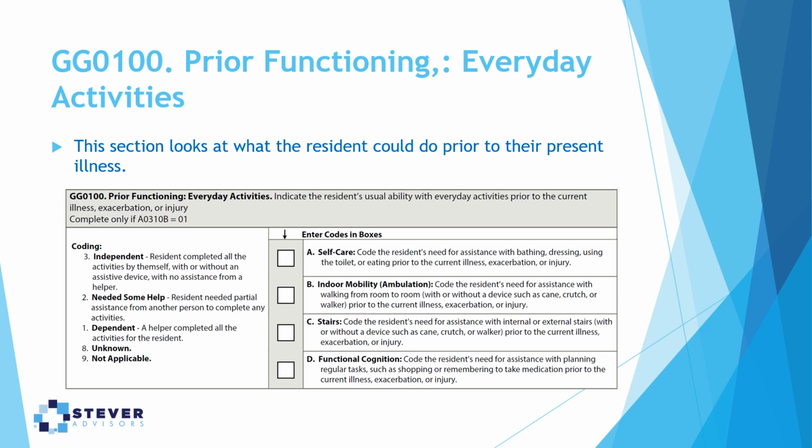The coding for this section is broader, as well as being only a 3-point scale. 3 is independent, 2 needing some help, 1 dependent. There are 2 other responses for unknown or not applicable. Use the unknown code if you cannot determine the response due to resident's inability to respond. Use the not applicable code if the resident did not complete the task prior to their illness.